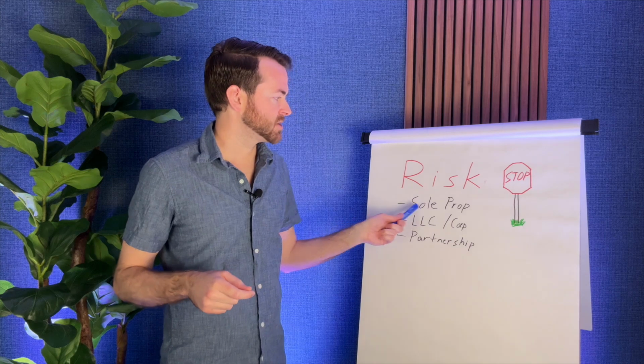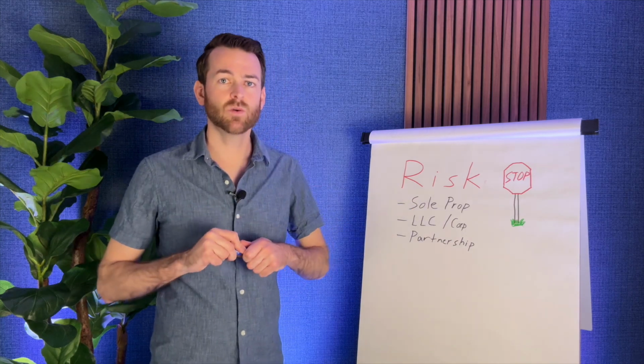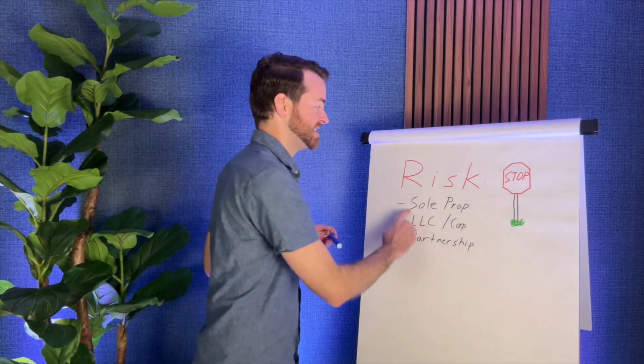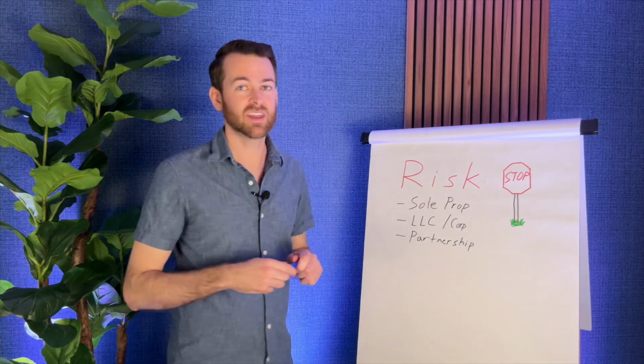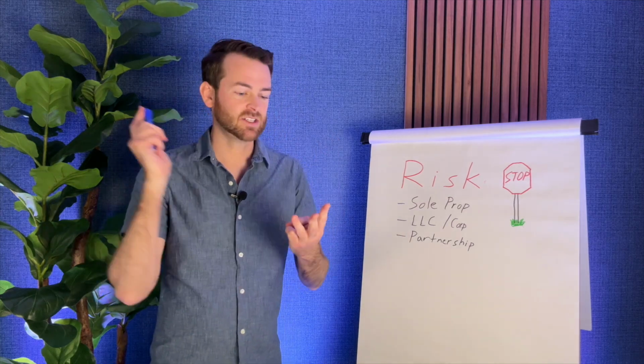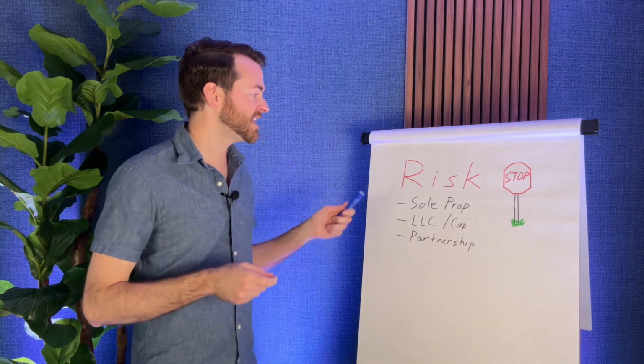So what happens as a sole proprietor is not only can that person sue your business operations, which don't exist. You don't actually have a business as this, right? You are you, that's it. But they can sue you personally. They can get your bank accounts, they can take your car, they can get your money, they can take your dog, they can, whatever they want to go after, they can sue you for that.